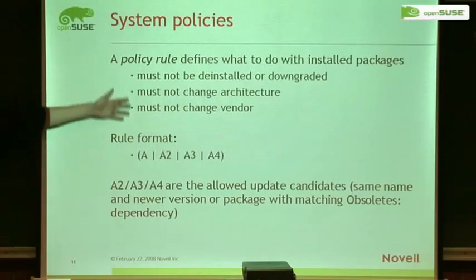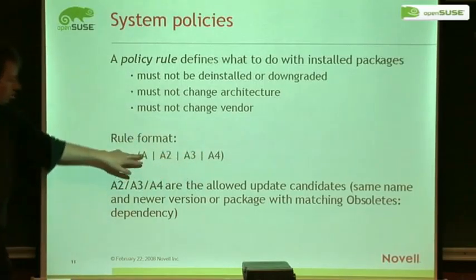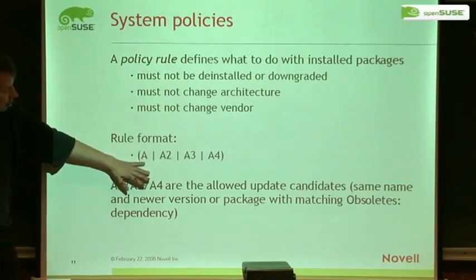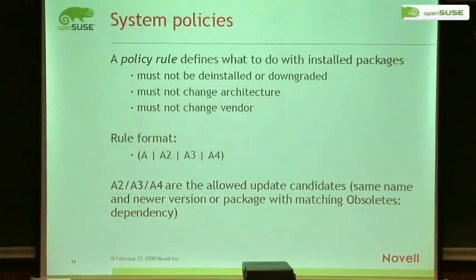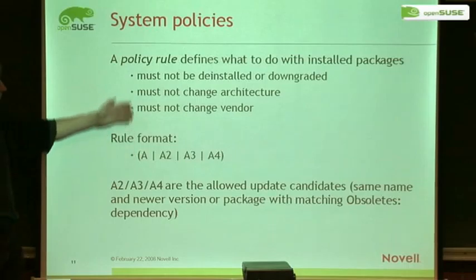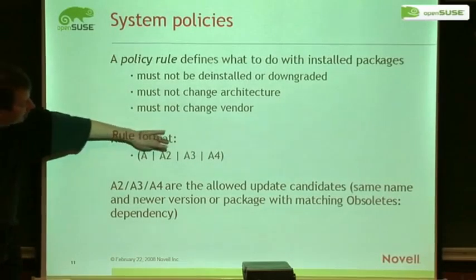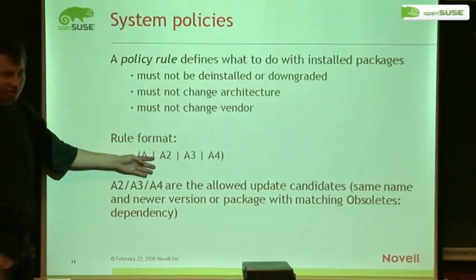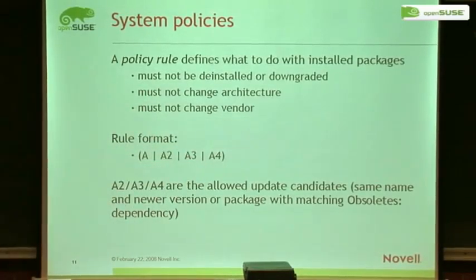So such policies are defined with policy rules, and the rule format just looks like that. You notice there's no negative package in it, so it says either A must be installed, or A2 must be installed, or A3 must be installed, or A4 must be installed, which pretty much says to the solver, you can replace this installed package A with any of those, but that's it. Packages with different arch or different vendor are simply not in this list, so the solver knows that it must install it.